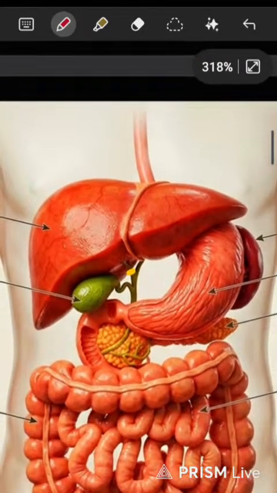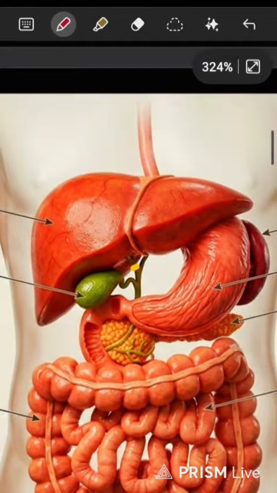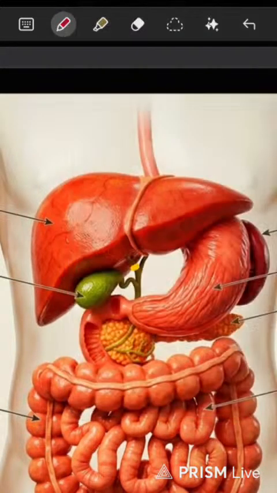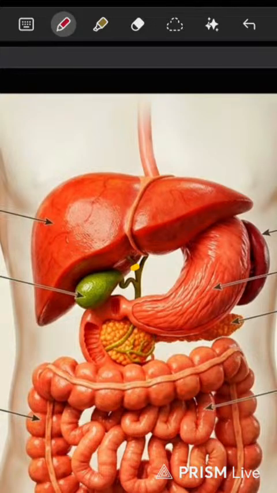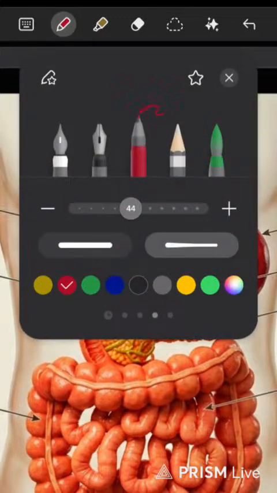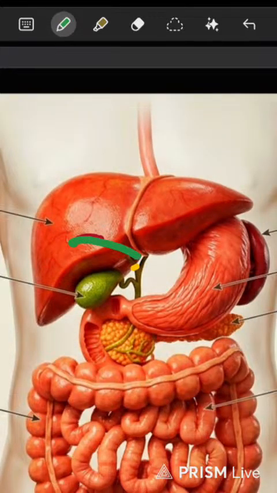Also you have to learn about the hepatic duct. Basically there are two ducts coming from the main hepatic duct. One is coming from the right, one is coming from the left. They are called the right hepatic duct and the left hepatic duct. After that they join in common and connect to the CBD.